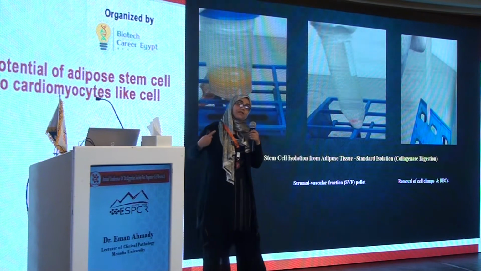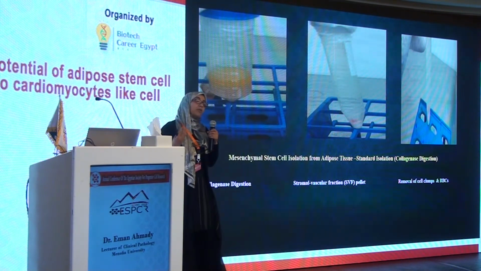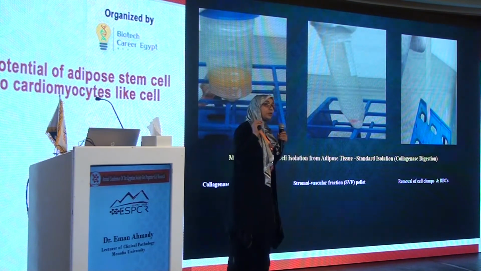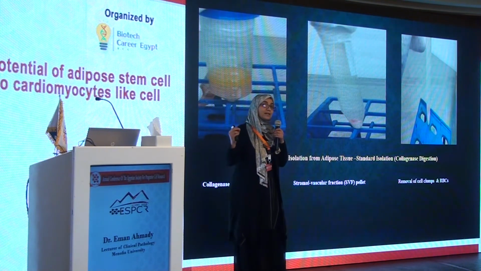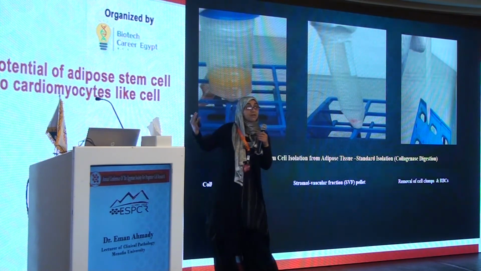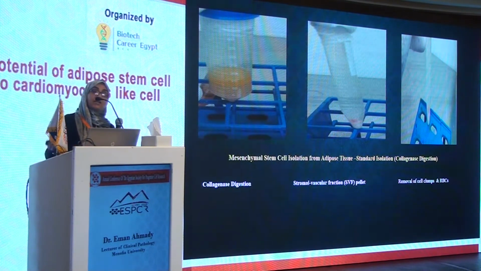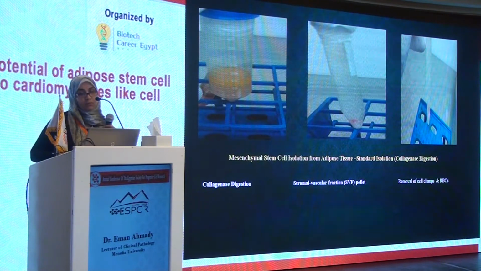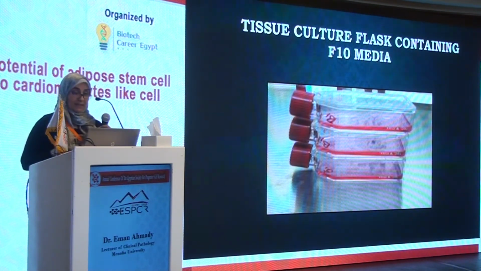I will repeat this several times until it is completely clean, and then I will add ammonium chloride in order to get rid of the RBCs. Then, after several washes, I have a purified concentrate of the stromal cells, or the stem cells, obtained from the lipoaspirate. Then I'll be ready to culture these stromal cells on different plates in DMEM media, as you can see in the tissue culture flask.